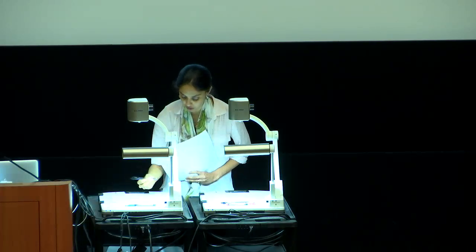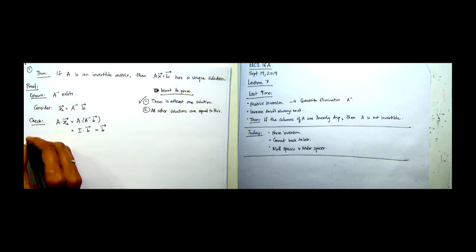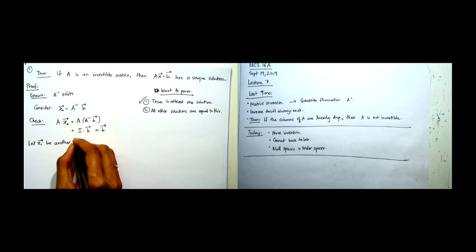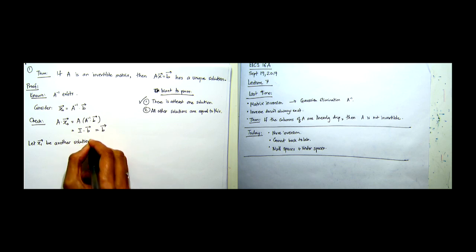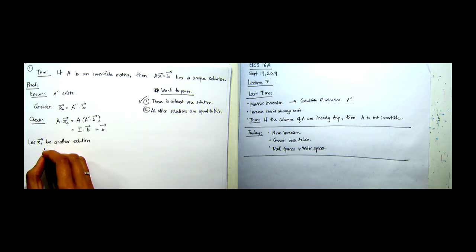Okay, so now we have to show the next part, right? So we say, well, what if there was another solution? What if someone came and told me that x1 is another solution? So let x1 be another solution. Then, because x1 is a solution, I'm saying A times x1 is equal to B.